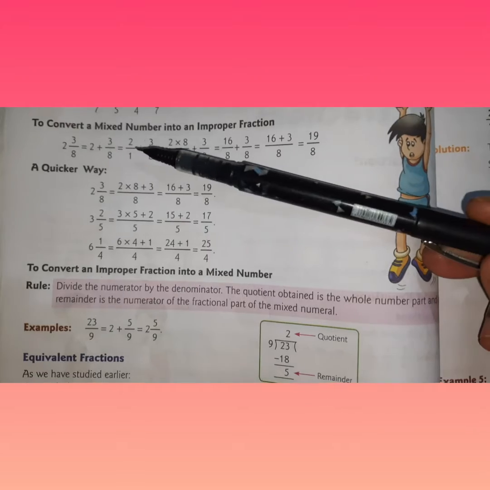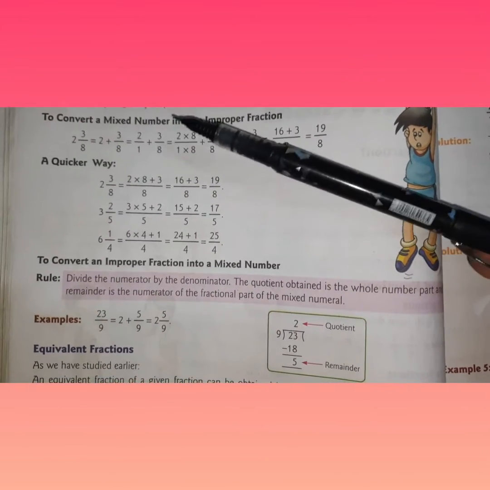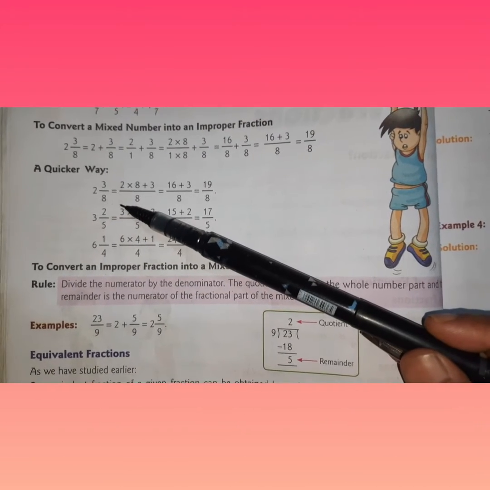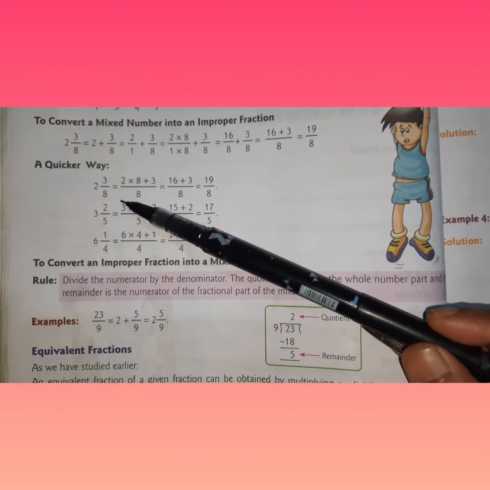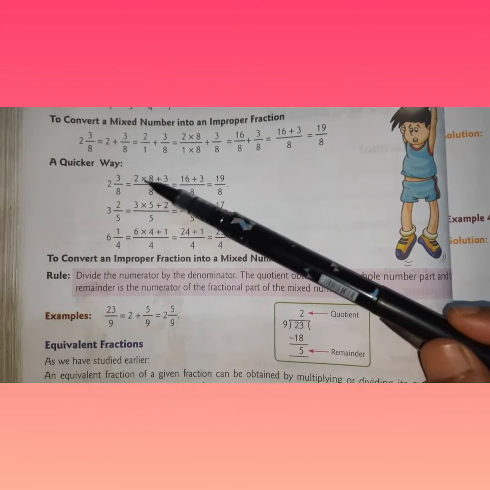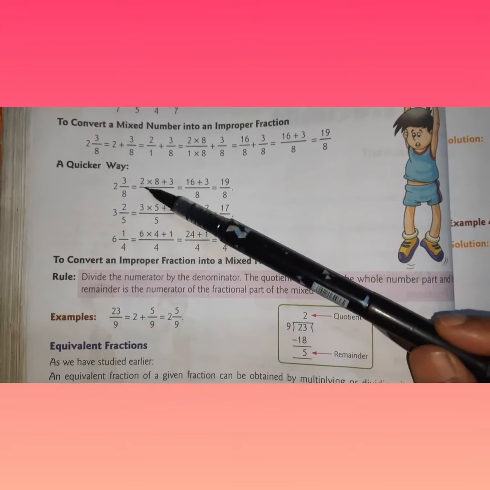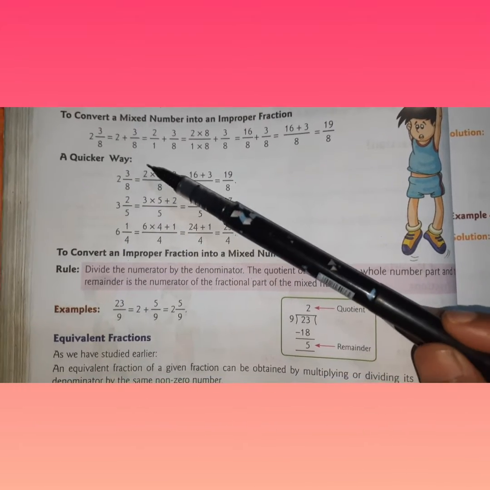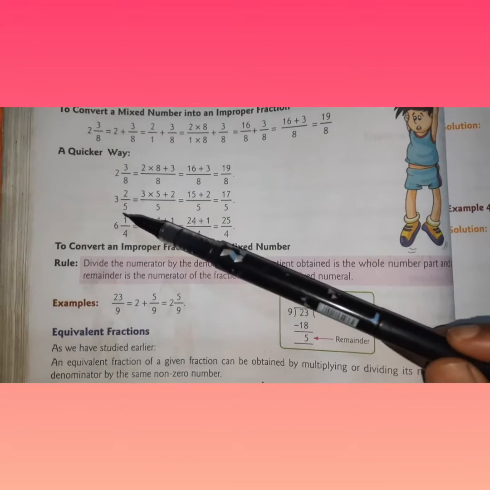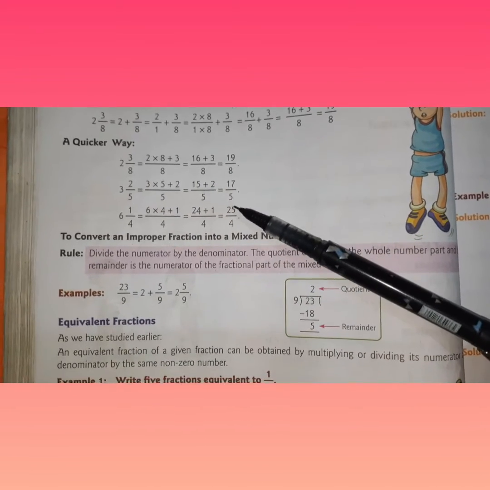Next is to convert a mixed number into an improper fraction. So how do we convert a mixed number into an improper fraction? Here 2 whole 3 upon 8 is a mixed number. First we multiply the whole by the denominator, 2 into 8, then add the numerator, plus 3, and in the denominator we write the same 8. Then 2 eights are 16 plus 3, 19 upon 8. Similarly, 5 threes are 15, and 2 is 17, 17 upon 5.